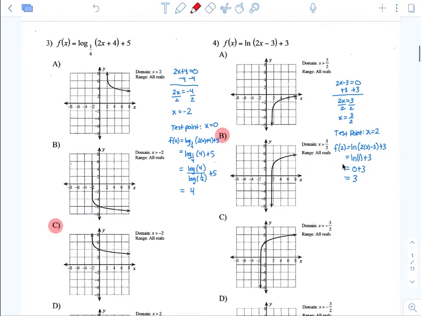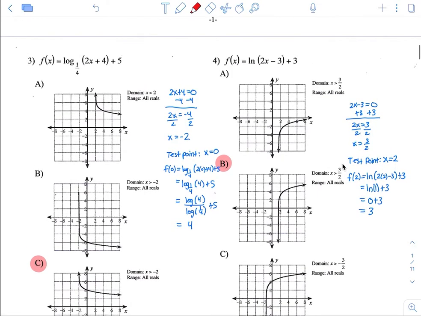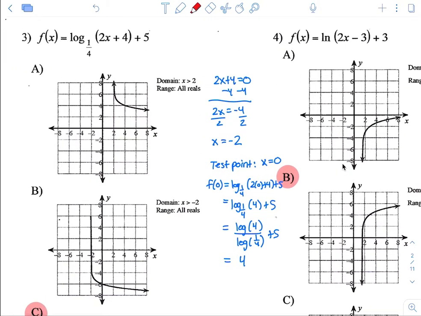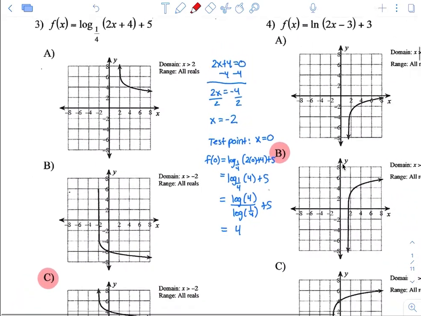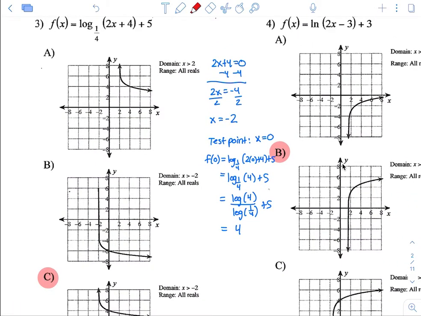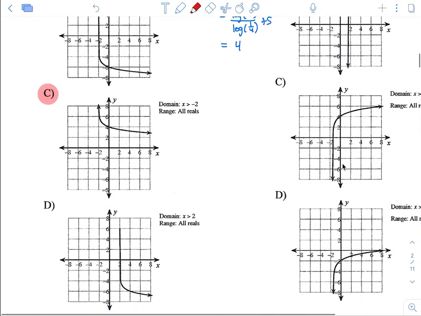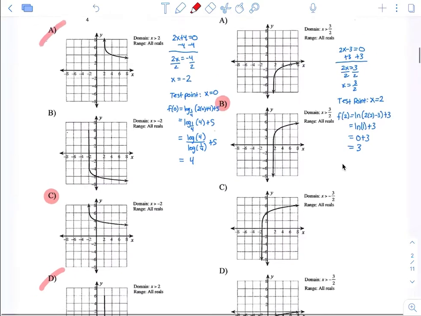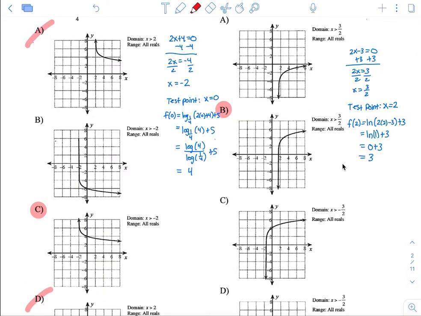Number 3. Alright, set the parentheses equal to 0, which I did. Subtracted 4 to both sides, divided both sides by 2, x equal to negative 2. So that means my domain has to be x is greater than negative 2, so which ones aren't that? That one's not. B is fine, C is fine, D is not fine. Then you guys just have between B and C. Now let's just test a point.